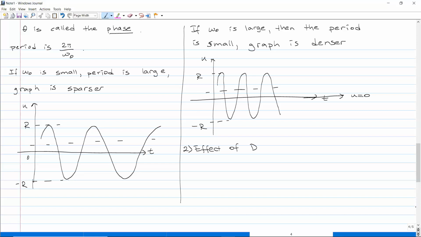Damping means it's some other force on the object which slows it down. So this may be due to friction, or maybe this movement is of some object in a viscous liquid, some viscous medium. So we have a damping force.